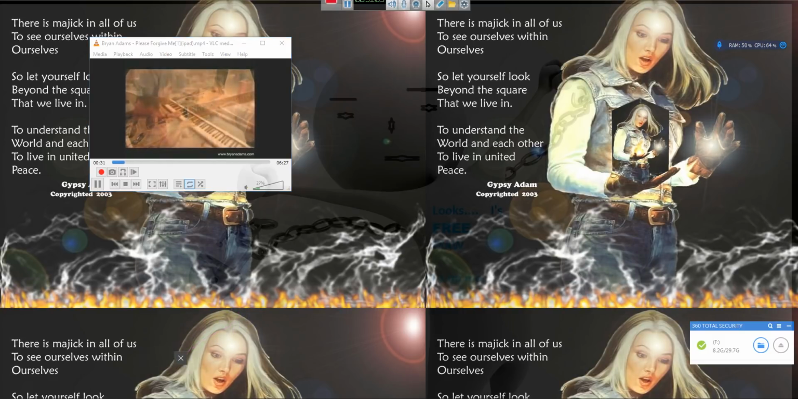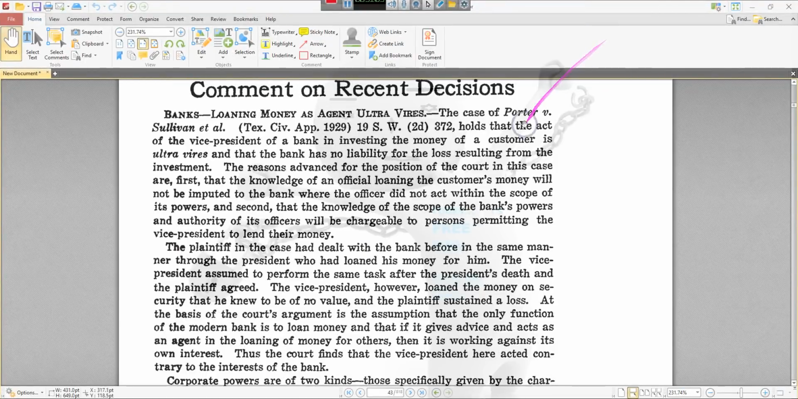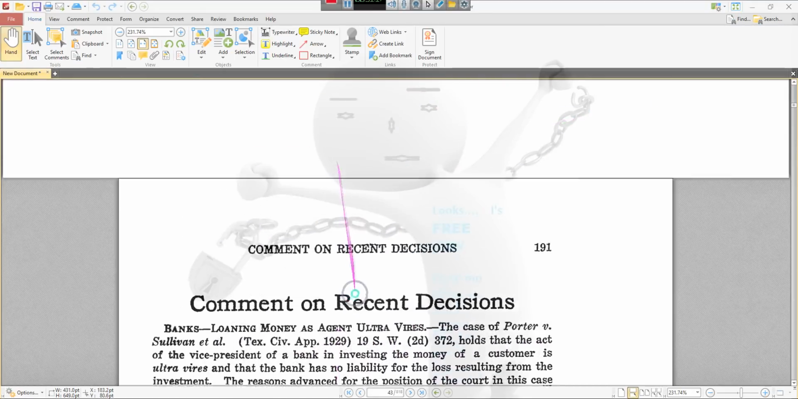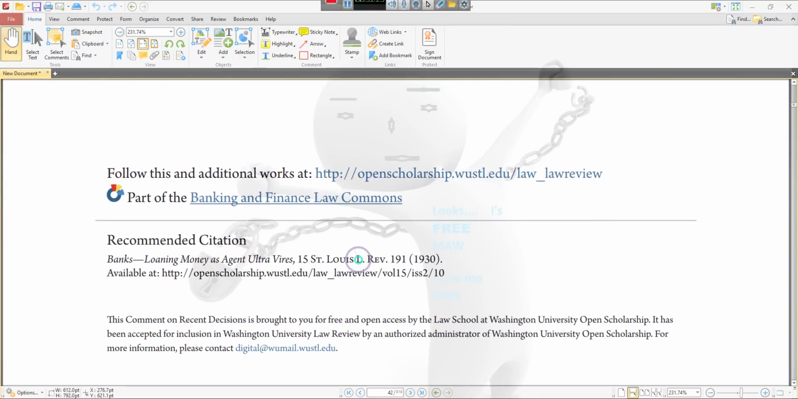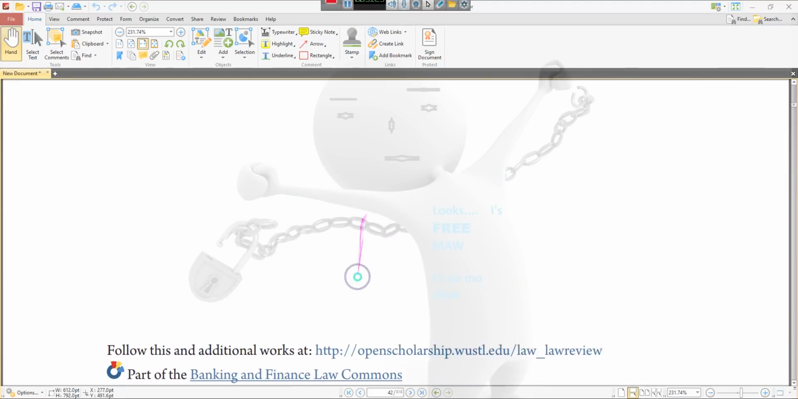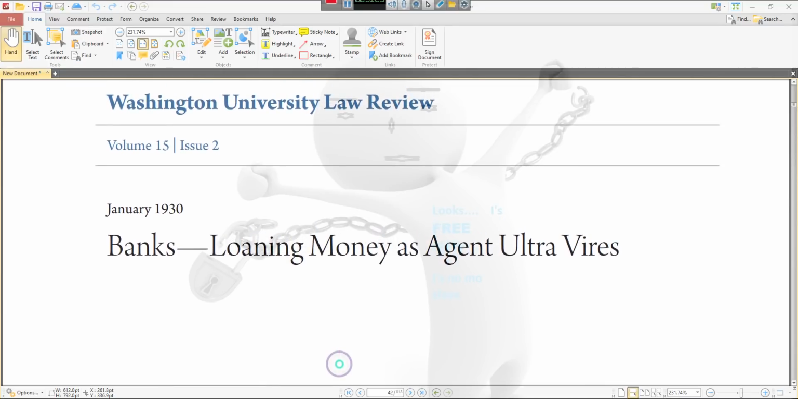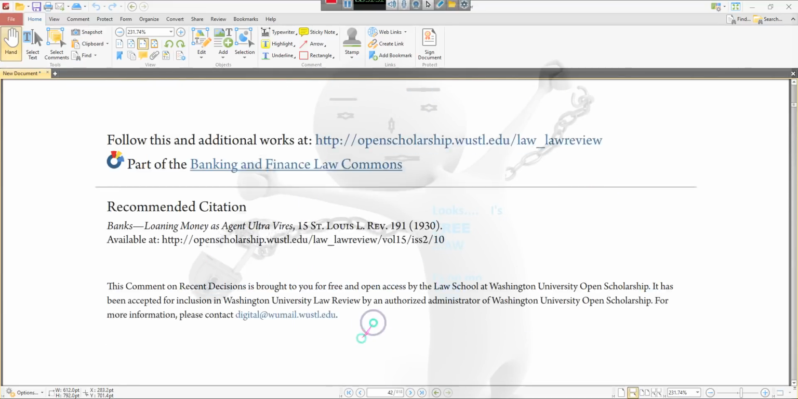Ladies and gentlemen, yesterday, comments on recent decisions of ultra vires. This is actually coming from a law review so that you guys can see. Okay, I believe this is Washington. Which one is this, y'all? Scholarship, Law Review. This 1930. Yeah, Washington University Law Review.